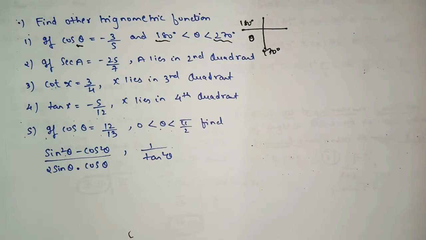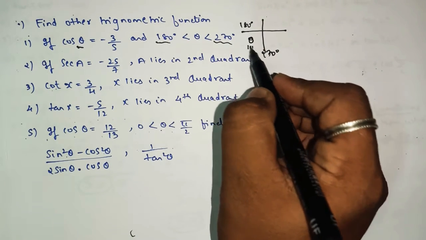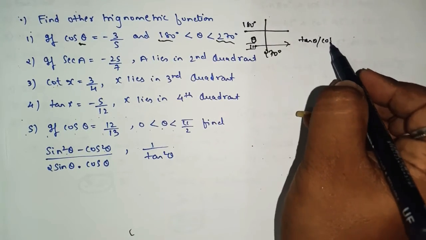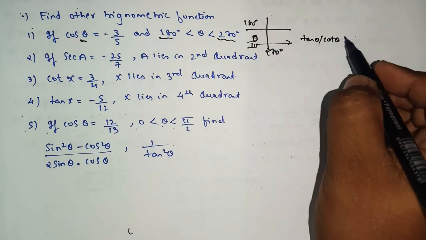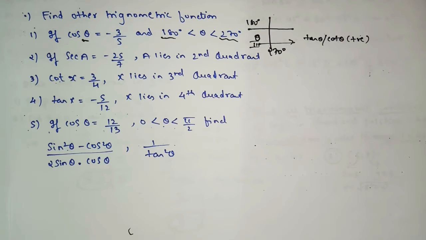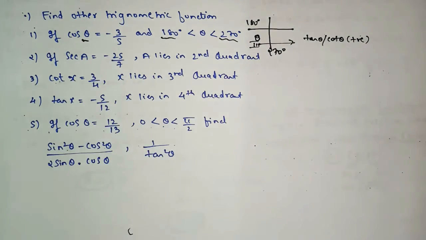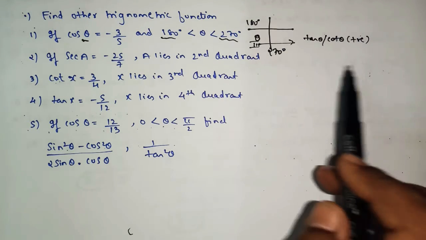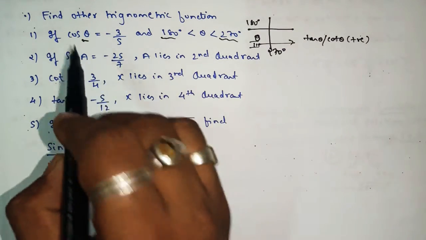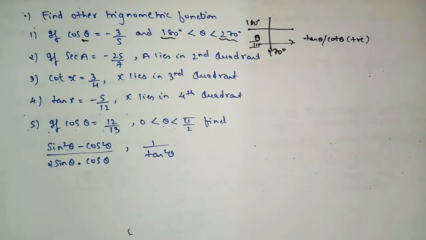It lies in the third quadrant, and we know that in the third quadrant tan and cot are positive, and the rest of the trigonometric functions will be negative. So whenever you get the answer for each trigonometric function, see to it that the tan and cot answers are positive and the rest are negative, as it is clearly mentioned that theta lies in the third quadrant, between 180 and 270.